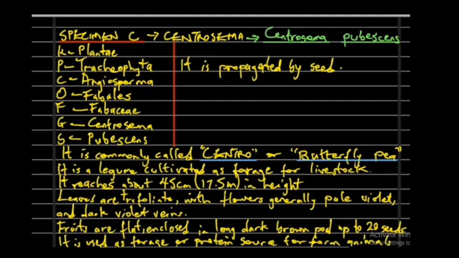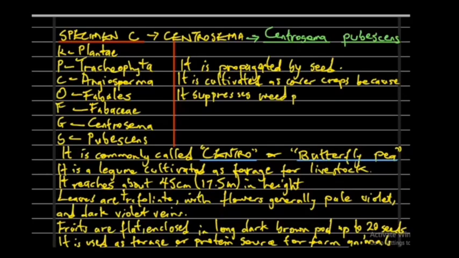It is usually cultivated as a cover crop because it suppresses weeds and it is tolerant to drought. It is cultivated as a cover crop because it suppresses weed production, and it is tolerant to drought.